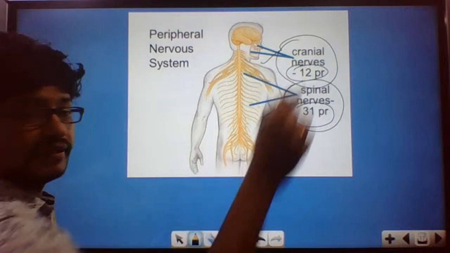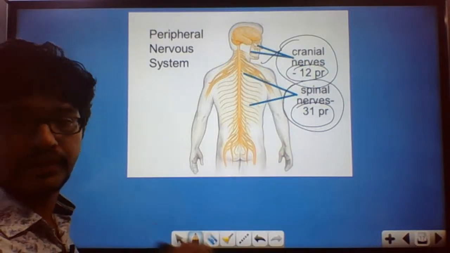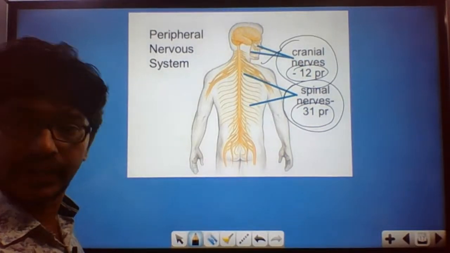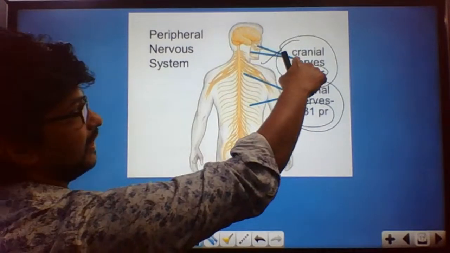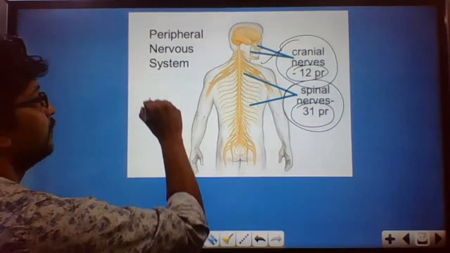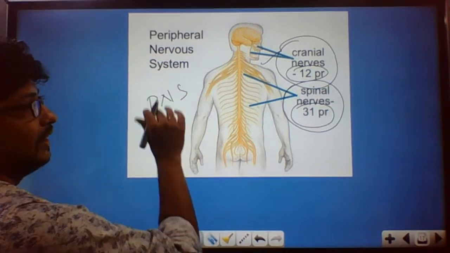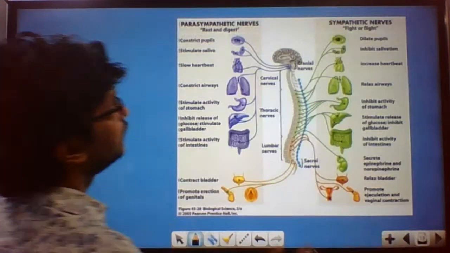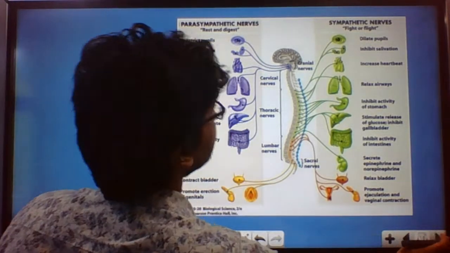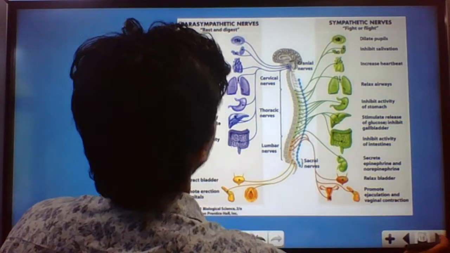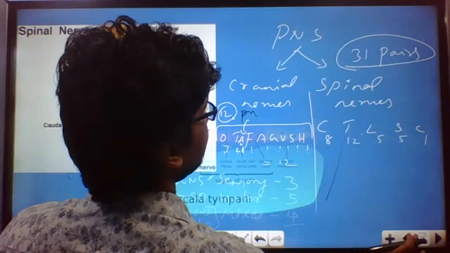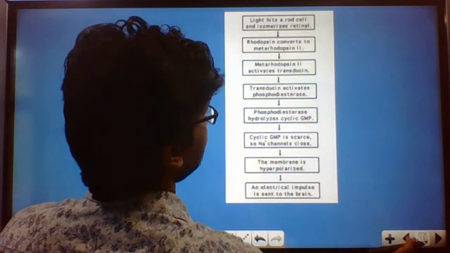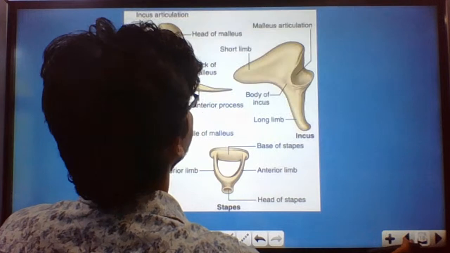And for the 12, I gave the divisions: motor neurons, sensory neurons, and the mixed. That classification you should remember. This is for your peripheral nervous system. Under the peripheral nervous system, we discussed the cranial and the spinal nerves. Coming to the next part, that is the cranial nerves. We're done with the spinal nerves.